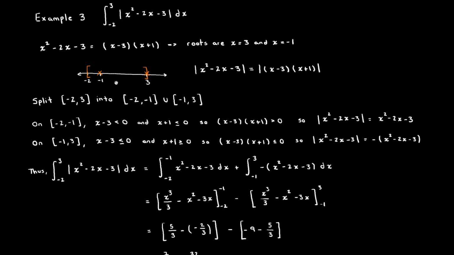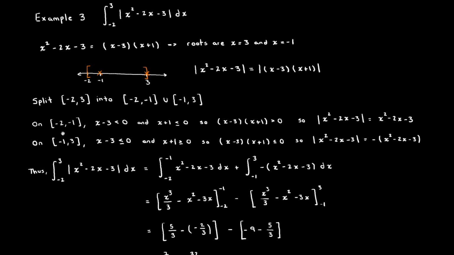And the reason why these are important is because on these subintervals, like for example from -2 to -1, these factors will take on different signs. And as a result, their product will influence what the sign of the original quadratic is, right? And to see that a little bit more clearly, the absolute value of x squared minus 2x minus 3 is equal to the absolute value of the following product, right? So what we're going to do is split the interval from -2 to 3 into two subintervals. We're going to consider what happens on -2 to -1 and what happens on -1 to 3.